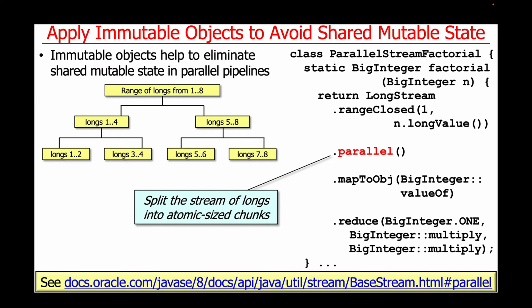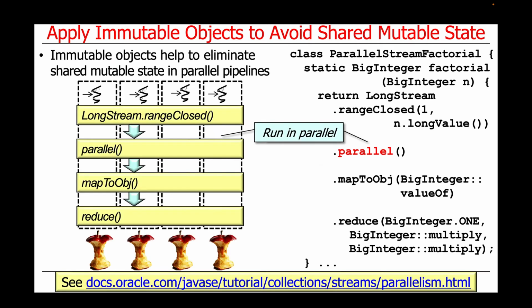This has the effect of splitting the stream of longs into atomic-sized chunks. Basically, we'd end up with the original range of longs from 1 to 8 first being split up into 2 chunks from 1 to 4 and 5 to 8, then into chunks from 1 to 2, 3 to 4, 5 to 6, 7 to 8, and so on, until the chunks become atomic-sized and can't be split any further. The parallel operation also arranges to run these chunks using the common fork-join pool, which has a pool of threads which are mapped to the underlying processor cores. So all the computations we see here will in fact run in parallel.